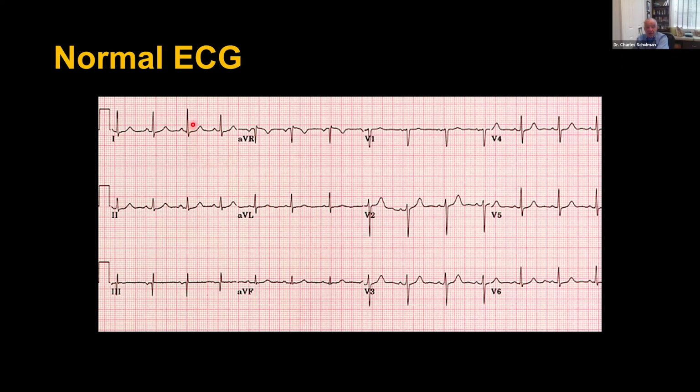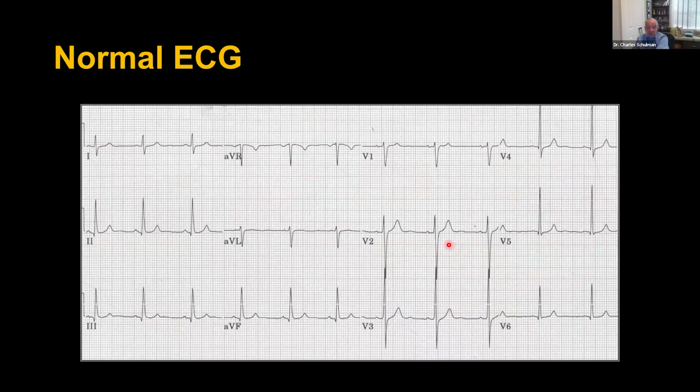The rate is 300, 150, 100. So the rate on this is probably 95. The PR interval is normal, the QRS interval is normal, the QT interval is less than 400 milliseconds, and T waves are upright and normal.